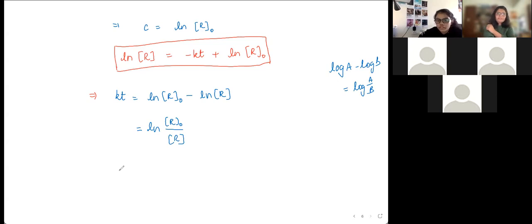We didn't have to draw a graph for it. It's a logarithm, so the graph will look like a typical logarithm graph. And ma'am, what about the t? One more step: if you want to get the expression for rate constant, that is equal to 1 by t ln of r naught by r.